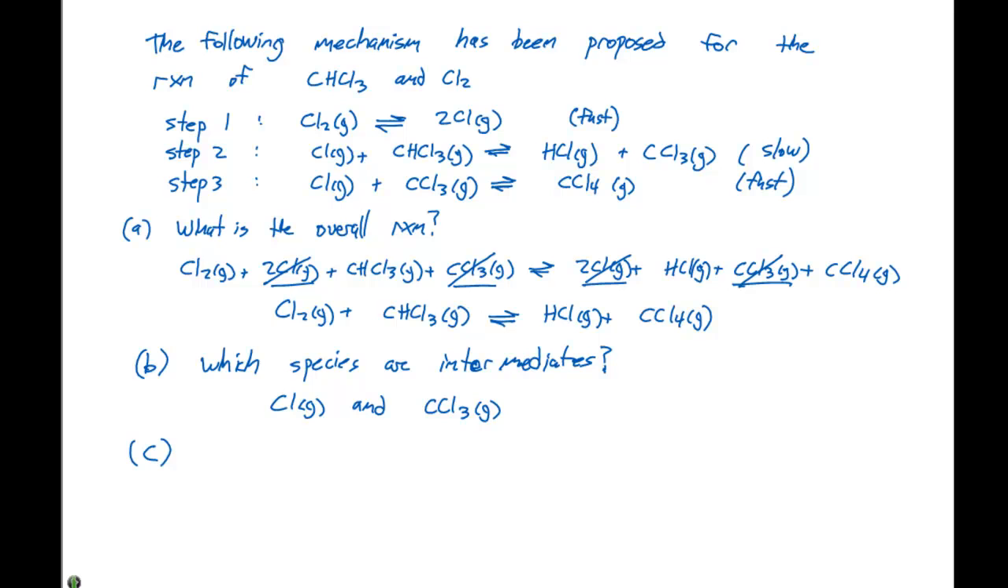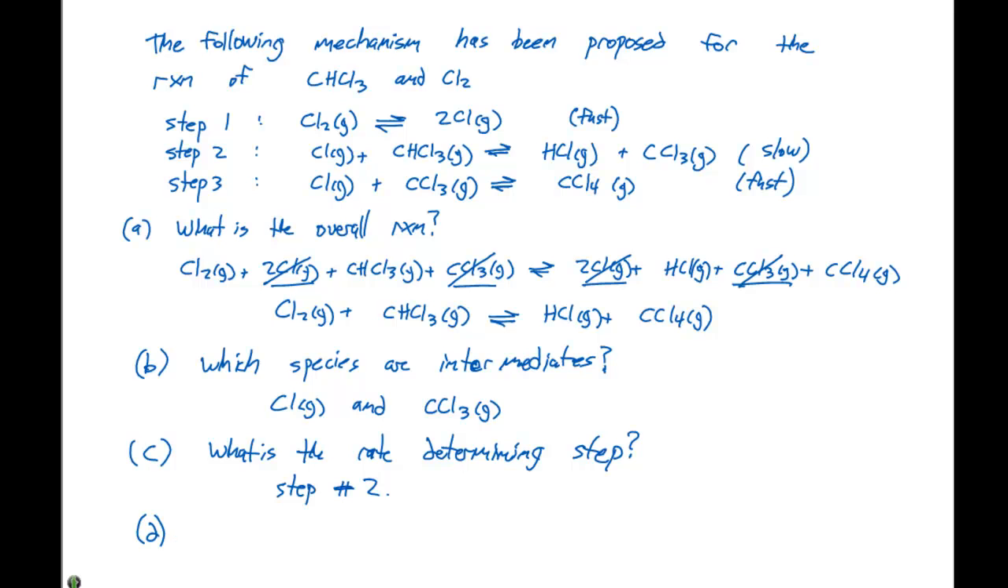Part C is going to ask us, what is the rate determining step? And remember that our rate determining step is going to be our slowest step. So that's going to be step number 2.